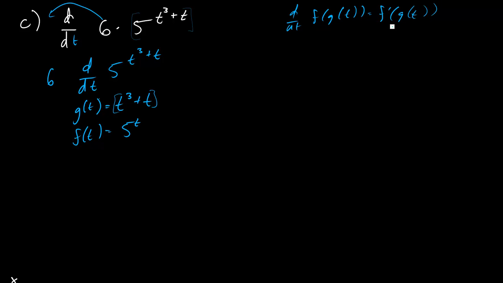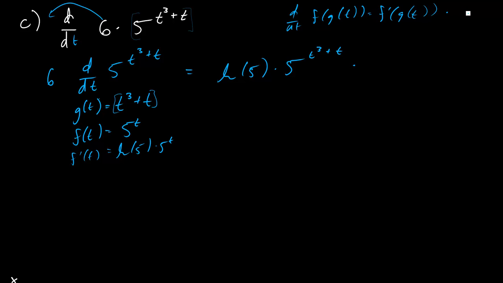So I need to figure out what f prime is first. So the derivative f prime, if I wasn't thinking about my inner function at all, would just be the ln of 5 times 5 to the t. So that's what I'm going to start out with writing. I'm going to write out the ln of 5 times 5, except I don't want just the t. I want g of t in there. So 5 to the t cubed plus t.